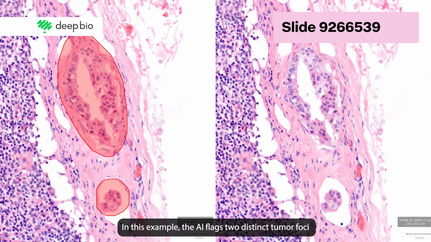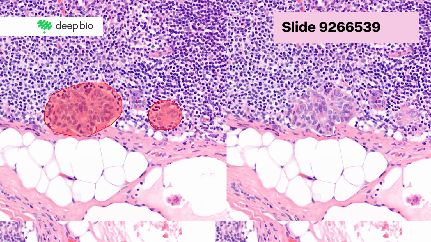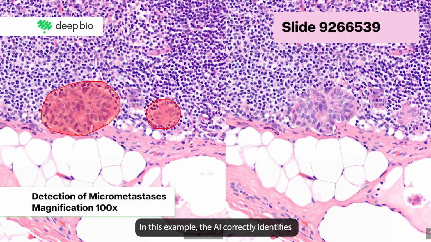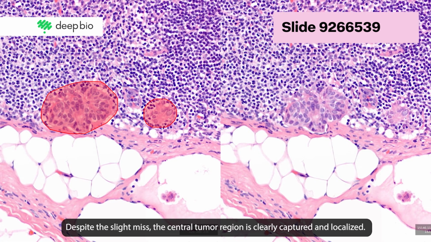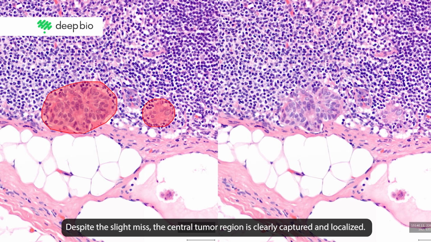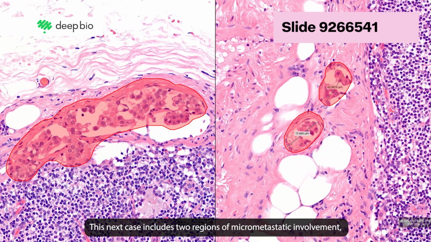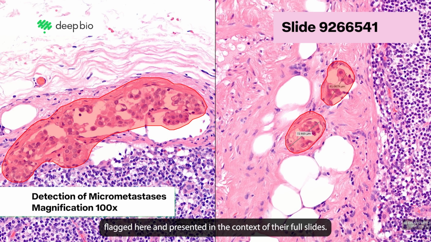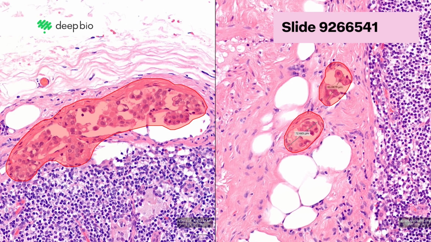In this example, the AI flags 2 distinct tumor foci along the lymph node margin, an example of detection in the peripheral regions. In this example, the AI correctly identifies the main lesion but undersegments part of the focus. Despite the slight miss, the central tumor region is clearly captured and localized. This next case includes 2 regions of micrometastatic involvement, flagged here and presented in the context of their full slides.